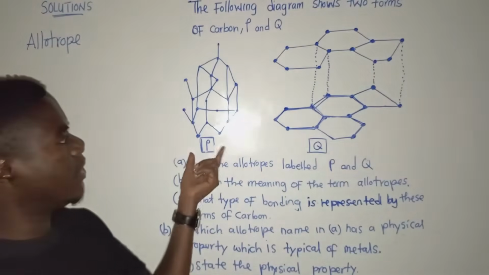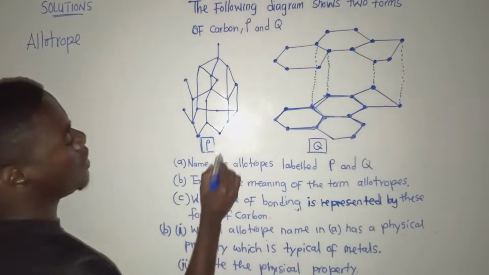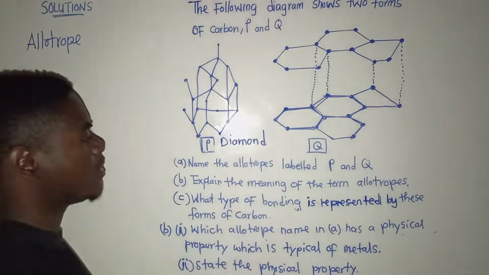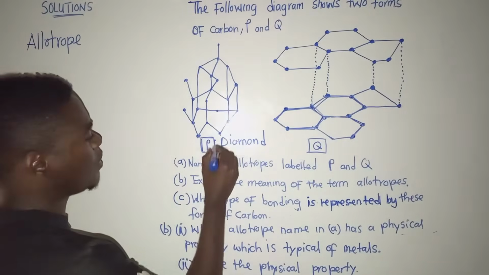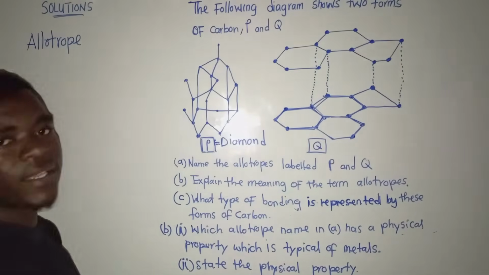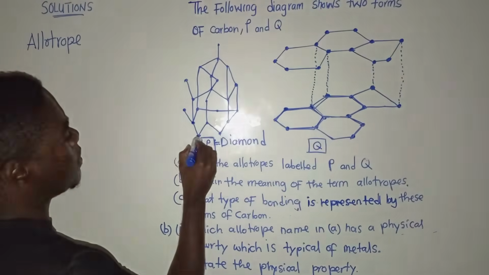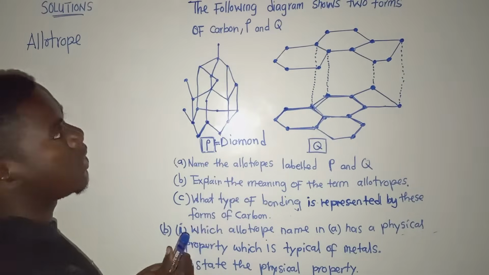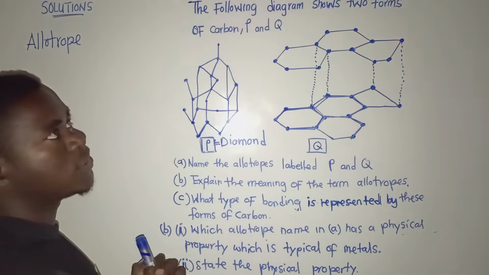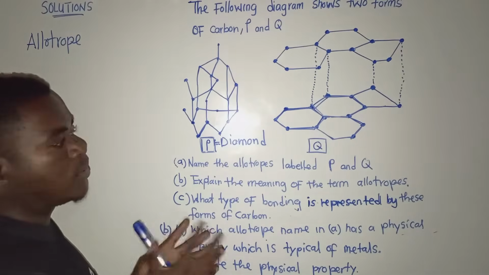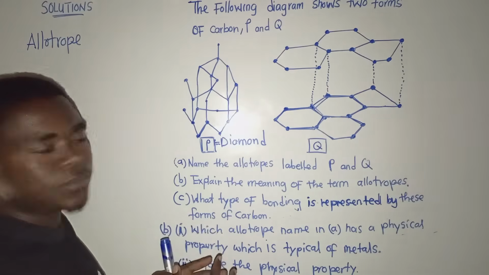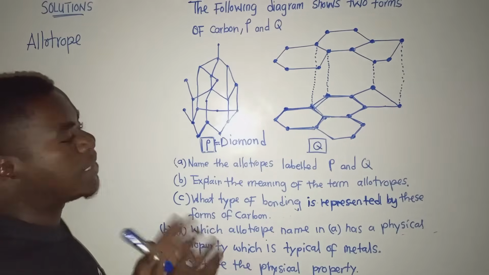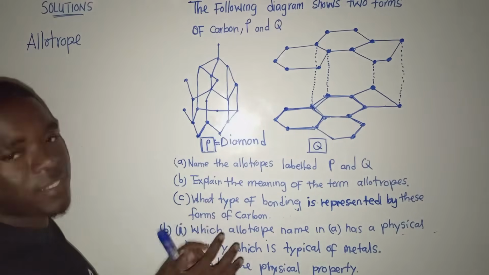The P here that you are able to see is called the diamond. How did I know that this is the diamond? Before you go any further, you need to know that carbon mainly has two allotropes, which are diamond and graphite. There are four, but mainly we just focus on these ones.